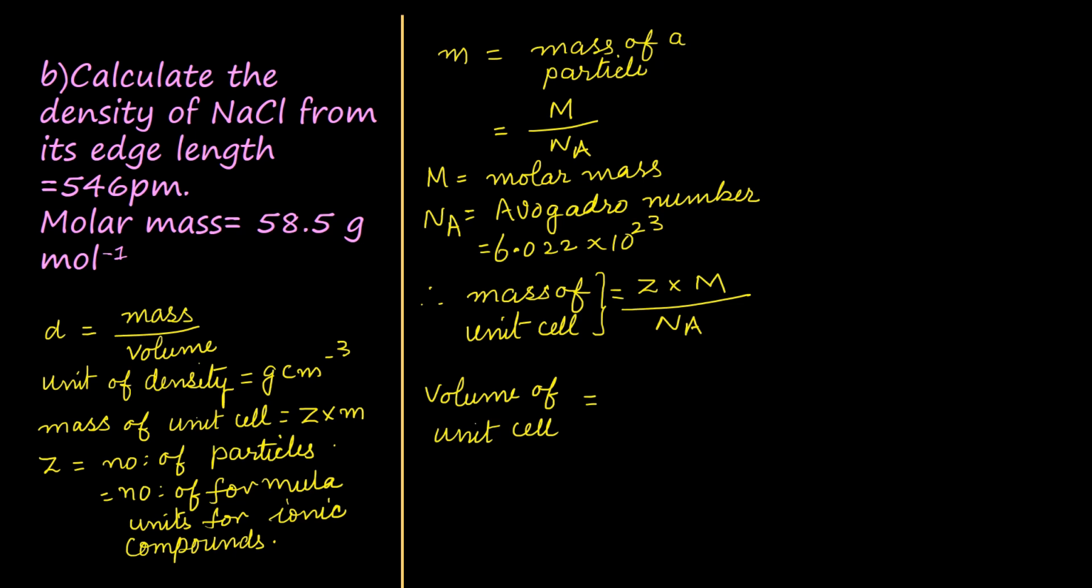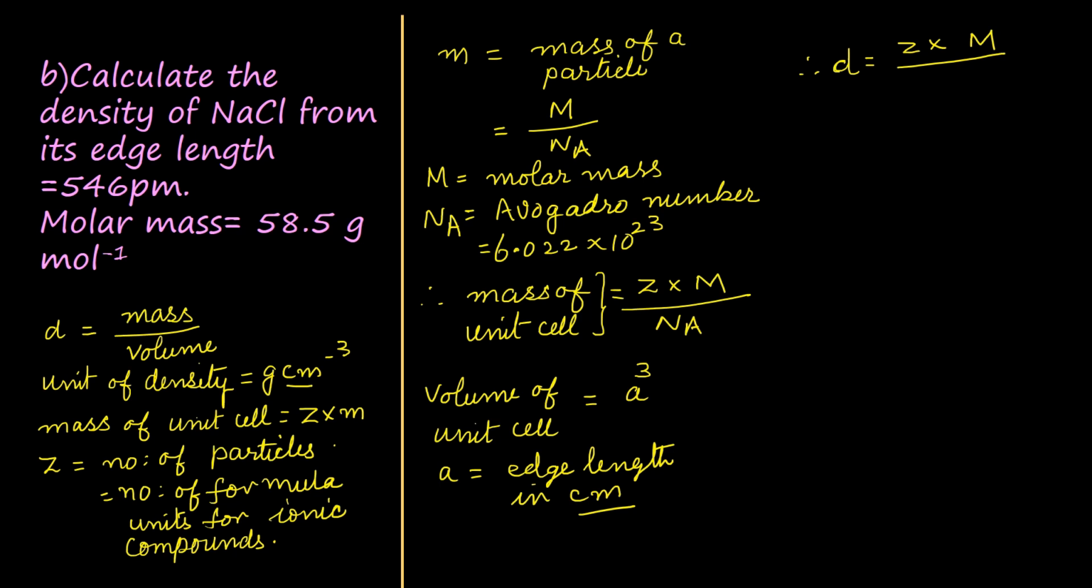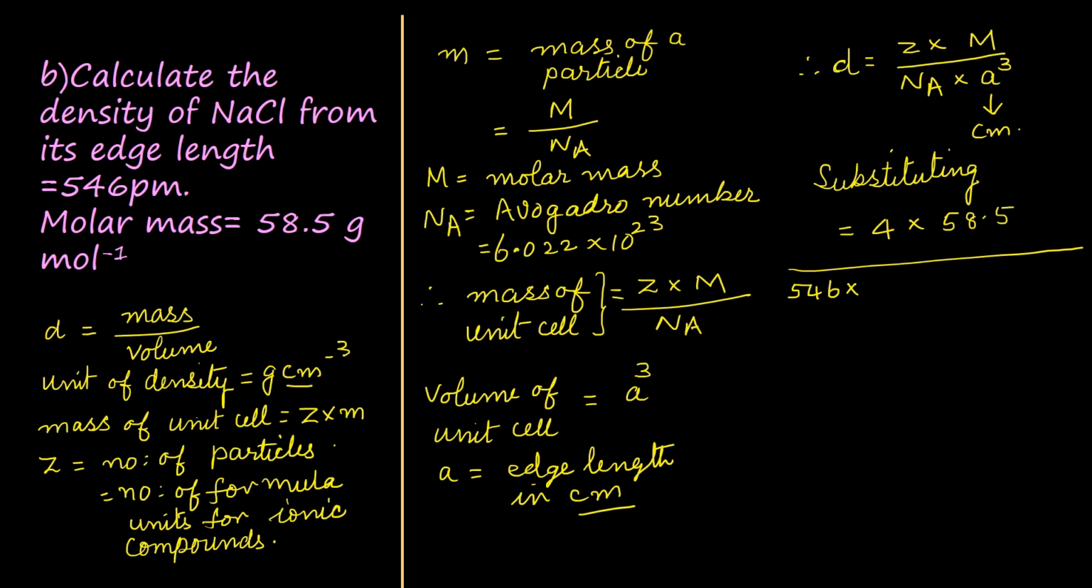Volume of unit cell is equal to a cubed, where a is the edge length in centimeter. Therefore, d is equal to Z into capital M by N_A into a cubed, where a is in centimeter. Substituting 4 into 58.5 divided by (546 into 10 raised to minus 10) the whole cubed into 6.022 into 10 raised to 23, equal to 2.16 gram per centimeter cube.